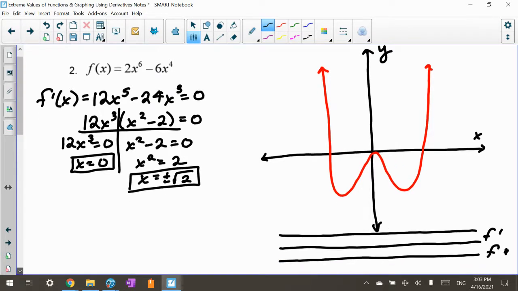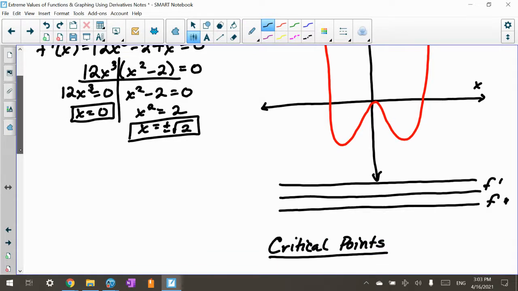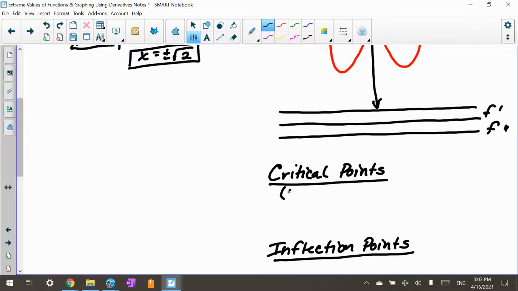So let's kind of set this up. So my critical points, those are my x values. So my critical points are going to be 0 something. And when I plug 0, 0 in, we already found that before with the y-intercept. And then I'm going to have positive radical 2. When I plug that in and look at my table, I have an 8. And a negative radical 2, I also have an 8. So those are my critical points.